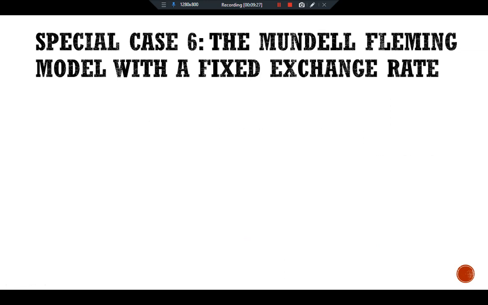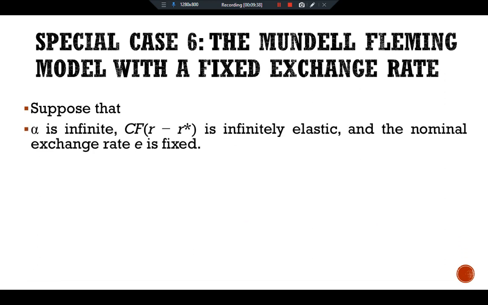Special case 6, the Mundell-Fleming model with a fixed exchange rate. Okay, suppose that alpha is infinite and CF into R minus R static is infinitely elastic and the nominal exchange rate E is fixed.